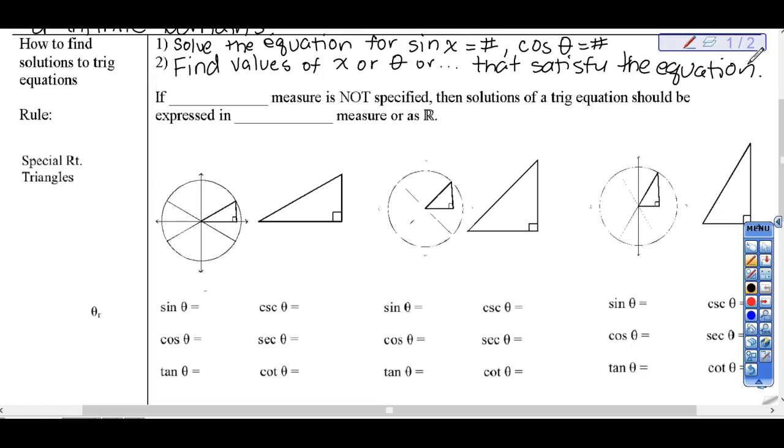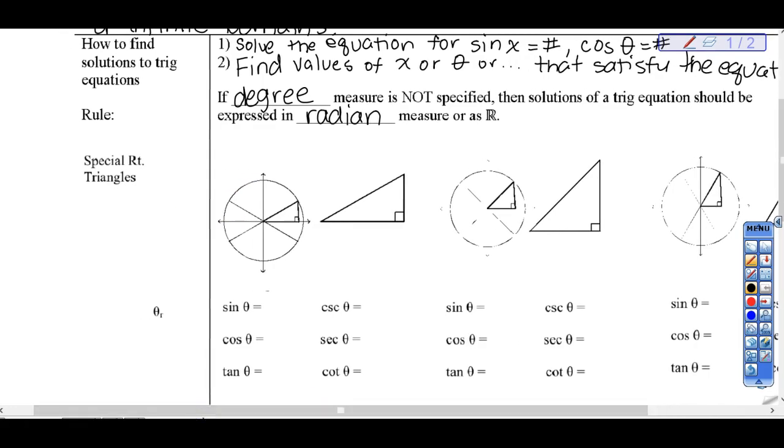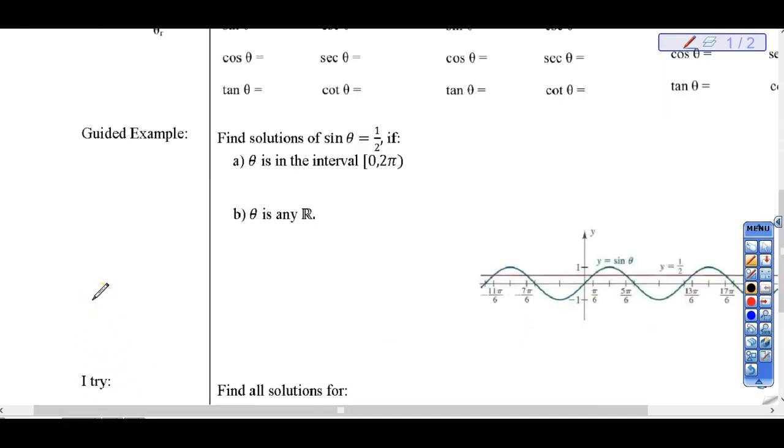All right, here's the rule. If degree measure is not specified, then the solutions of the trig equation should be expressed in radian measure or as a real number, because that's radians. That's the symbol for the set of real numbers. Today I'm going to introduce to you another, and you may already know this, off down here on the side, we'll do it down here in the guided example.